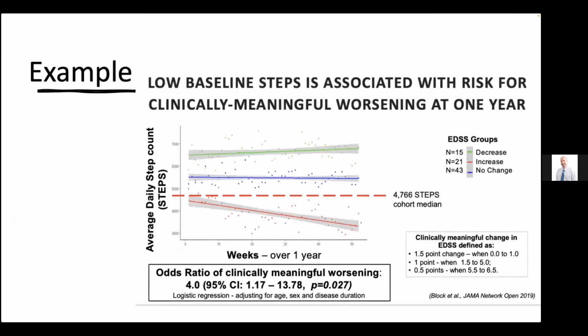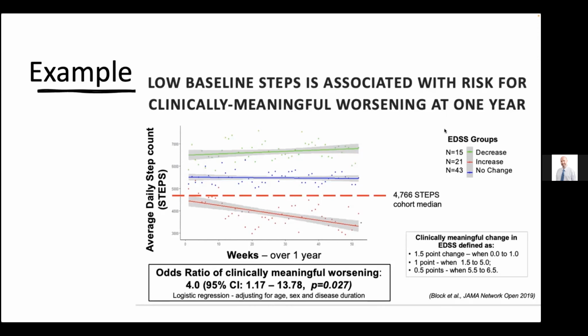So one example that we've been using is the FITRIM study, which was an observational cohort of 95 people with MS, where we recorded daily step count over 12 months and correlated this with clinic performance tests and patient-reported outcomes. And in this graph, on the x-axis, you can see the time in weeks over the year, and on the y-axis is steps per day over this same period.